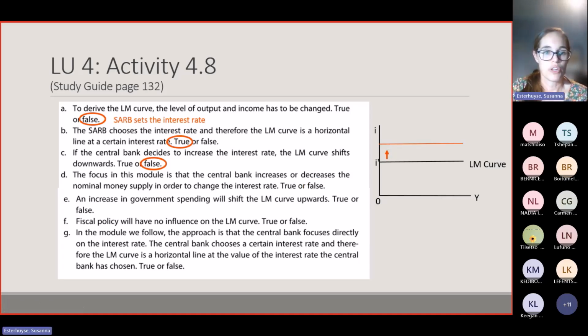Okay, the focus in this model is that the central bank increases or decreases the nominal money supply in order to change the interest rate. That's false. Remember, they are setting the interest rate.